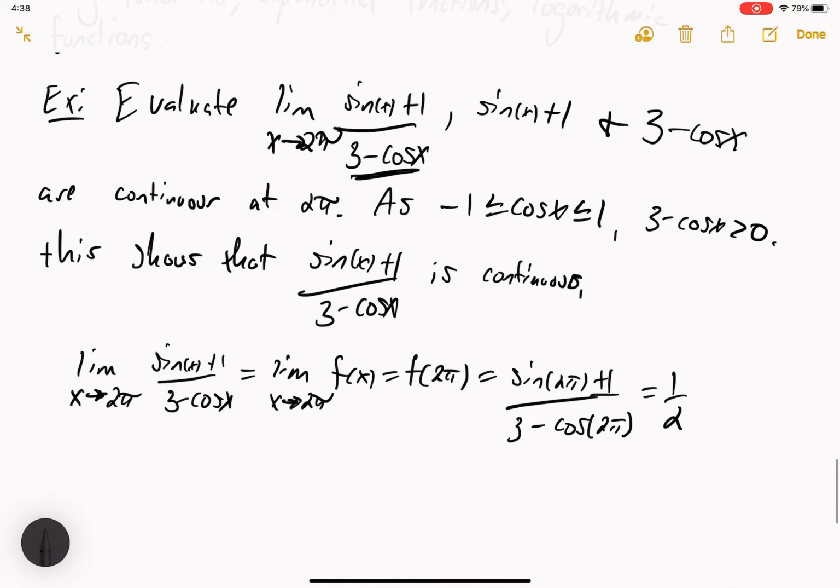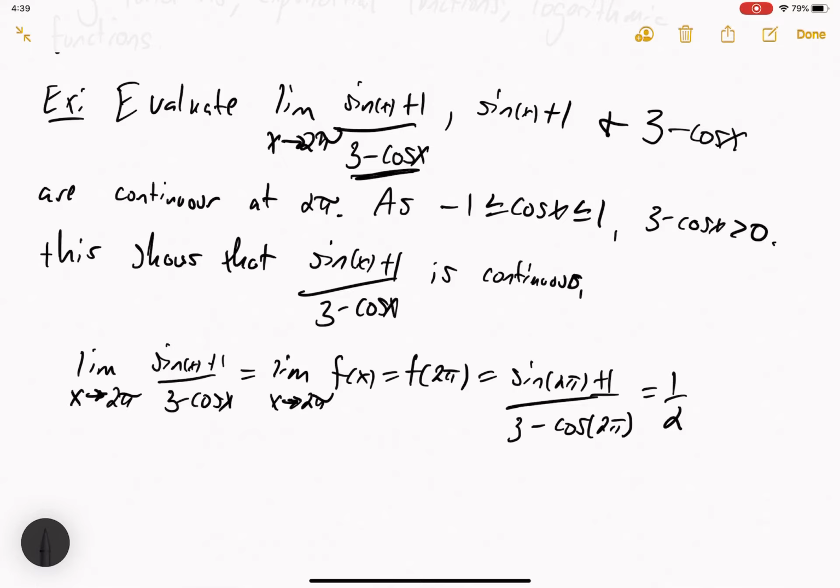So what we did in this problem was explain why the top and the bottom are both continuous functions, and we showed why the bottom function is never 0, or at least if it is equal to 0, then it's not where we care about. So it is continuous at x equals 2 pi, so we could just plug it in. It's pretty nice, actually.